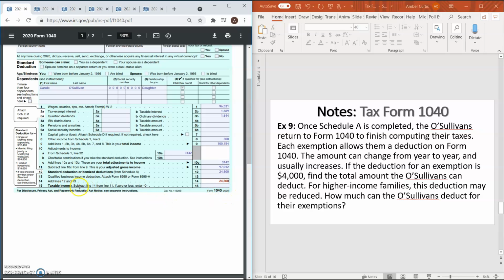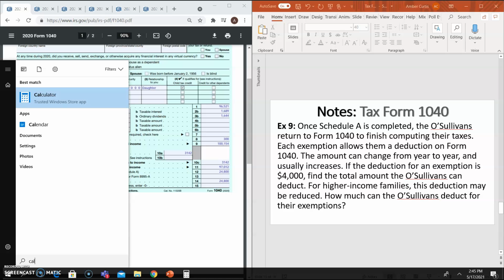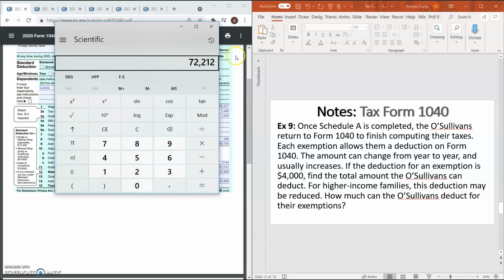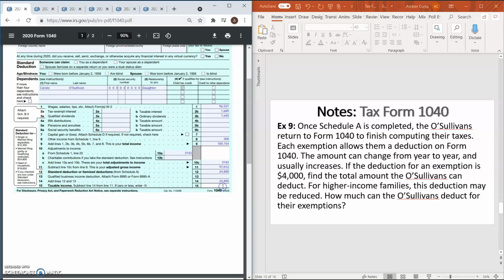And then to get their taxable income, we are going to be subtracting lines 14 and 11. So we are going to take that 97,012 and we're going to subtract the 24,800 to see that their taxable income is $72,212.